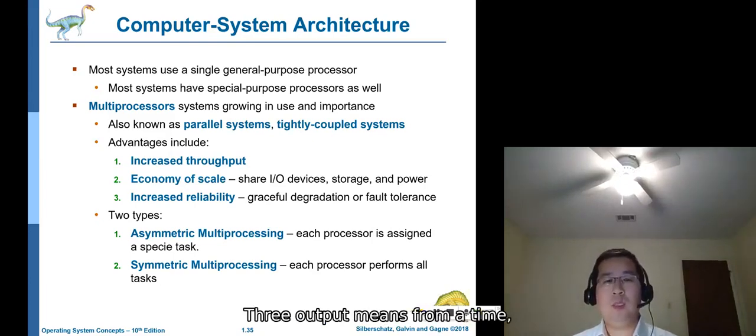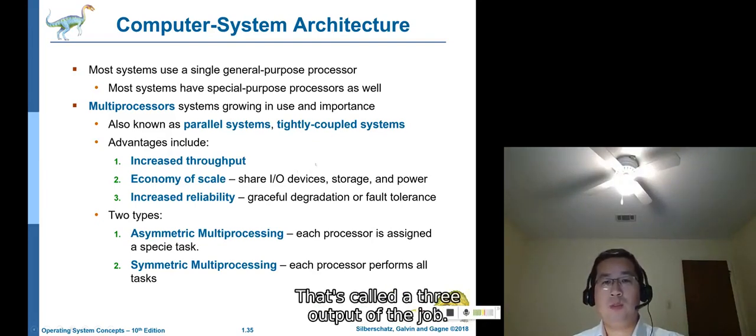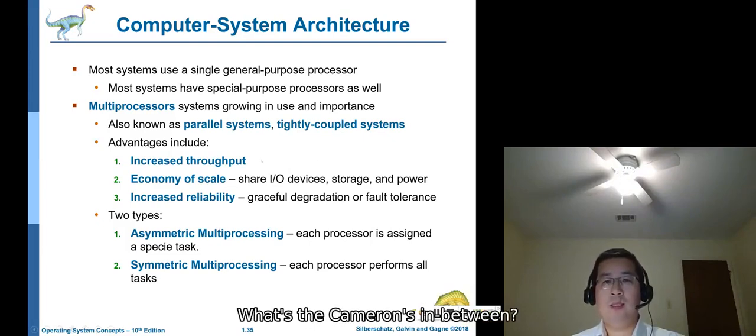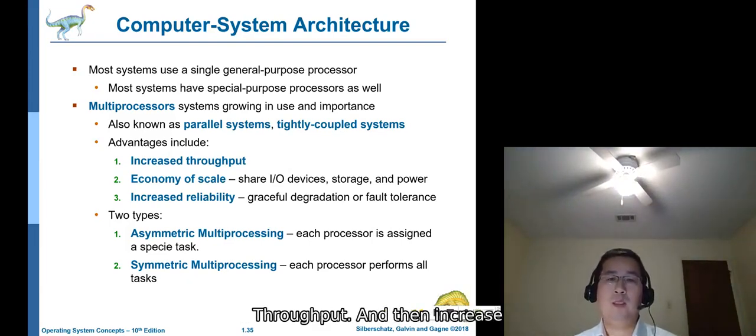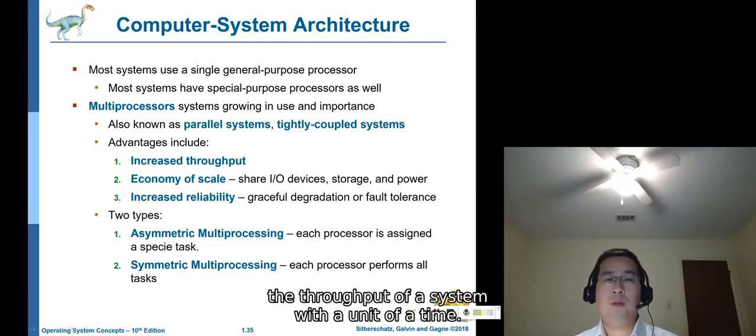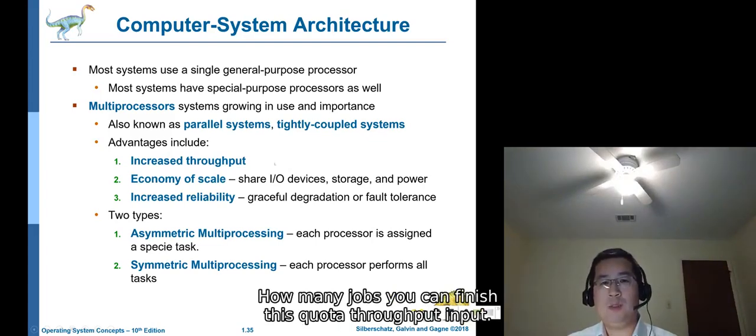Throughput means the time from when the task or job is submitted until the task has been finished. That means the time range in between, from in to out. That's called throughput. Okay, throughput. And increasing the throughput of a system means how many jobs you can finish within a unit of time. This is called throughput.